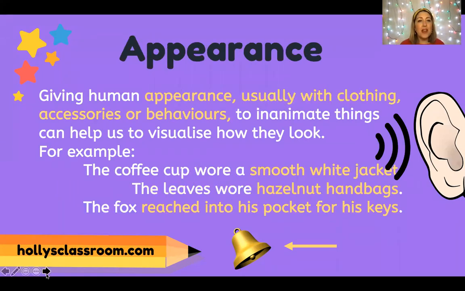Okay, so we're going to move on now just to talk about appearance. Now this one is quite different from talking about the actions and emotions of an inanimate object. Those two cross over quite frequently. Appearance is quite different. So when we give human appearance, usually with clothing or accessories or behaviours, that's where we get the crossover into actions, to inanimate things, it can help us visualise how they look.